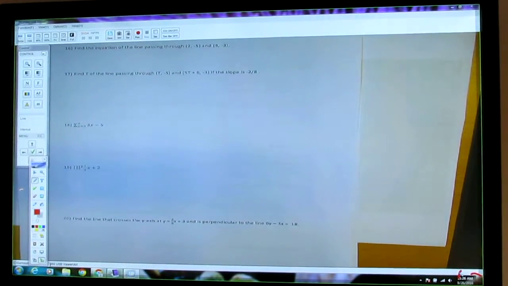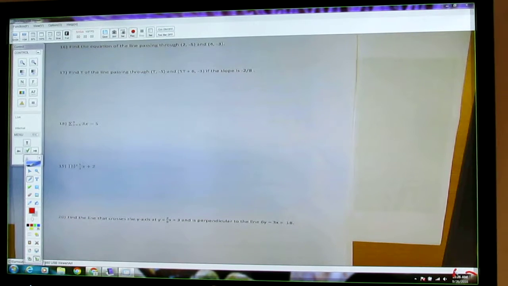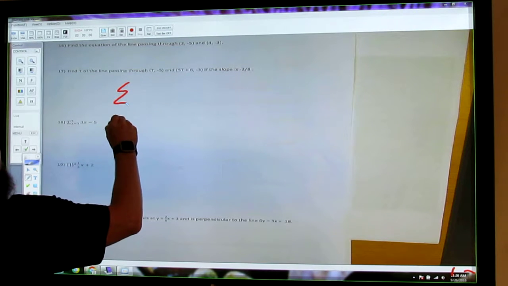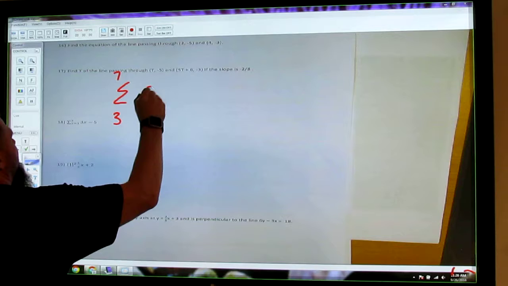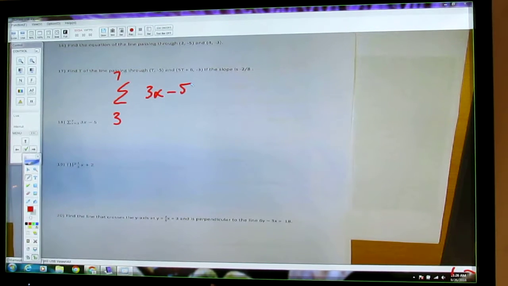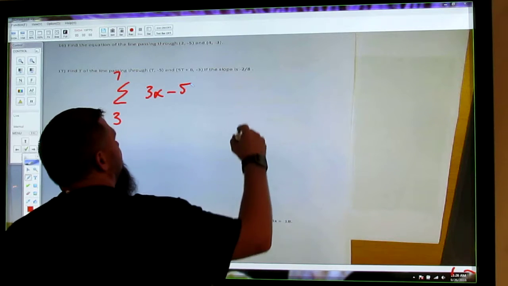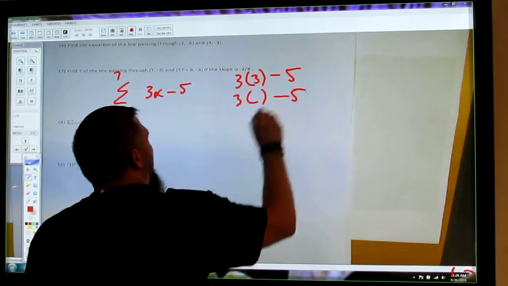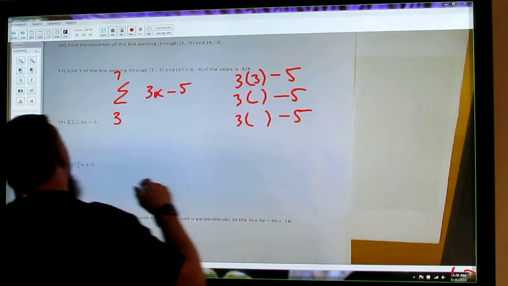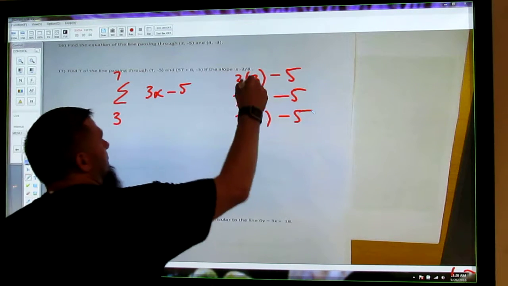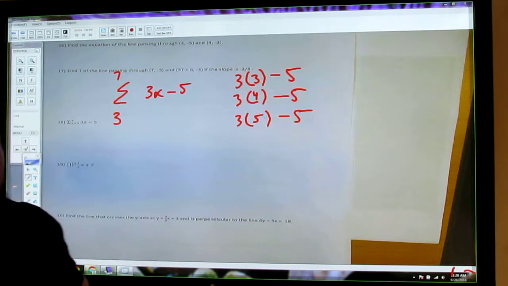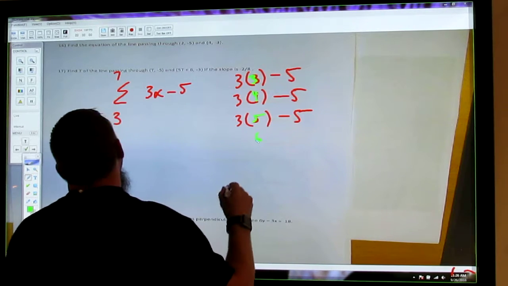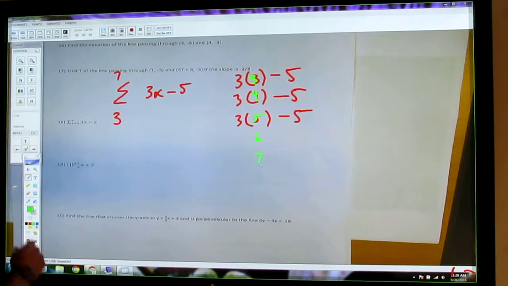Next, we have sums. Now remember, the summation from 3 to 7 of 3x minus 5. So all that we're doing is 3 times 3 minus 5, 3 times 4 minus 5, 3 times 5 minus 5. So remember, it's going to be 4, 5. So let's change those colors. So 3, 4, 5, 6, and 7, right? Everything else stays the same.